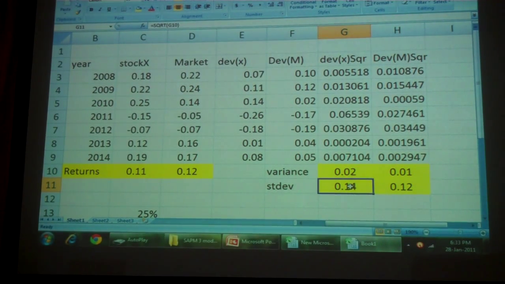So that is annual returns. Annual standard deviation: daily standard deviation into the square root of 250 is annual standard deviation. Daily returns into 250 is annual returns.